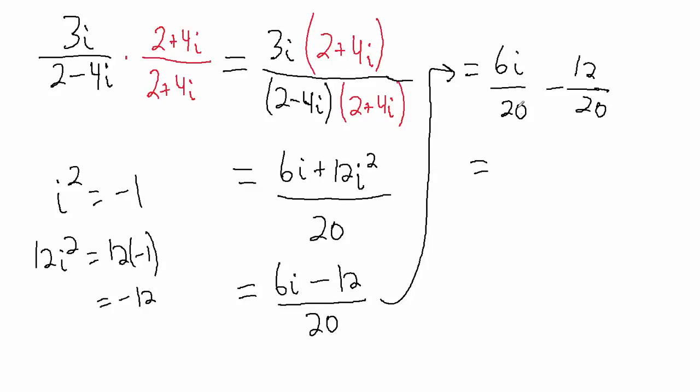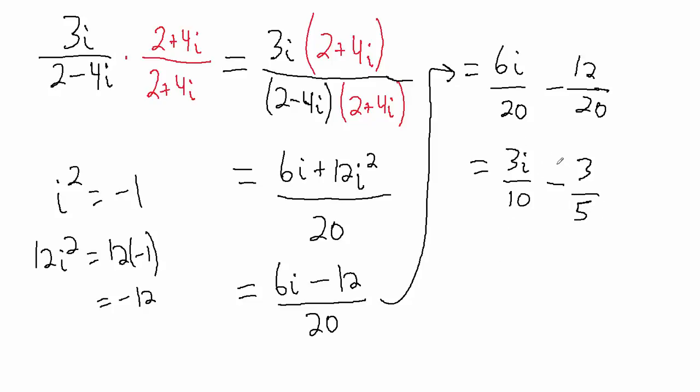Okay. Now 6 and 20, there's a common factor of 2 we can pull out, and what we end up with is 3i over 10. Okay. 6 over 20 simplifies to 3 over 10, and we still have that i floating around up there. And then what happens over here? Now here, there's actually a common factor of 4 we can pull out. So 12 over 20, if we pull out our common factor of 4, we're going to get 3 over 5.